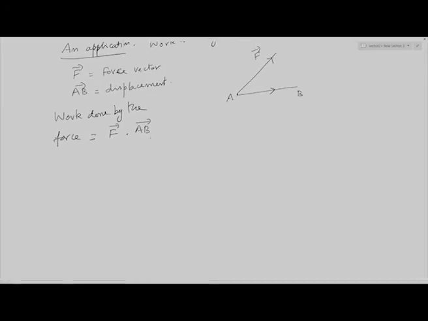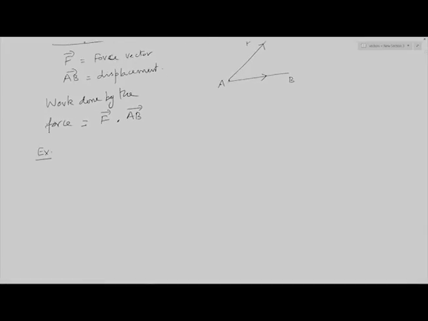For example, if I know the force vector and the displacement vector, the dot product gives the work done by the force. To illustrate this, let me take this simple example. Assume that there are two forces. Instead of one force, I have two forces acting at a given point on a particle.